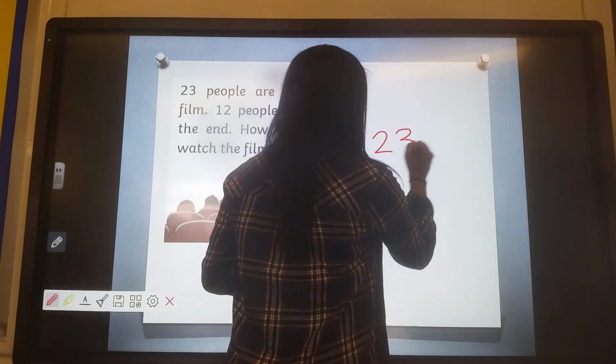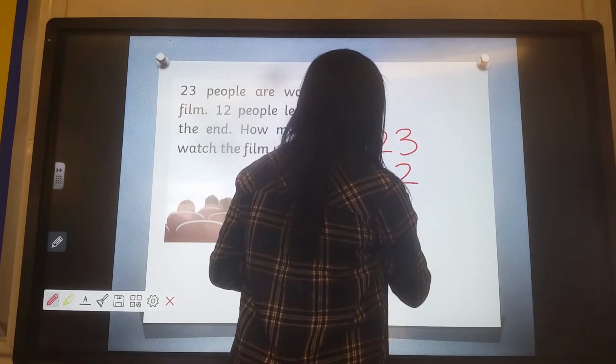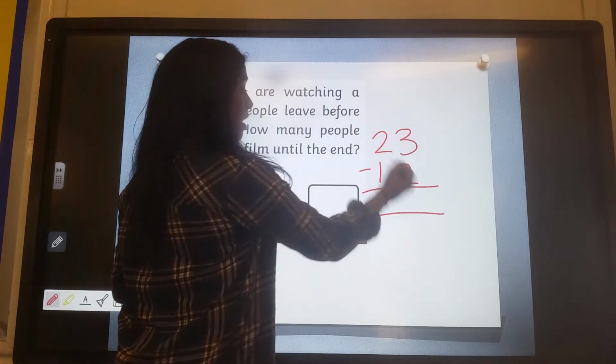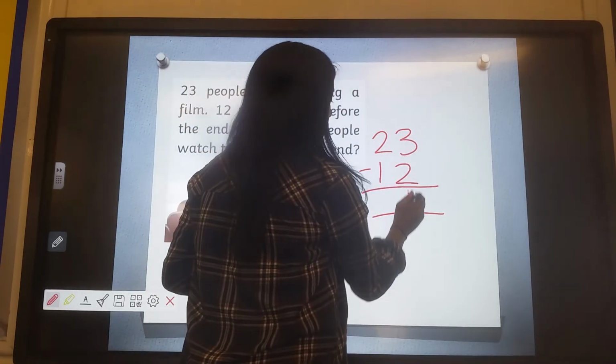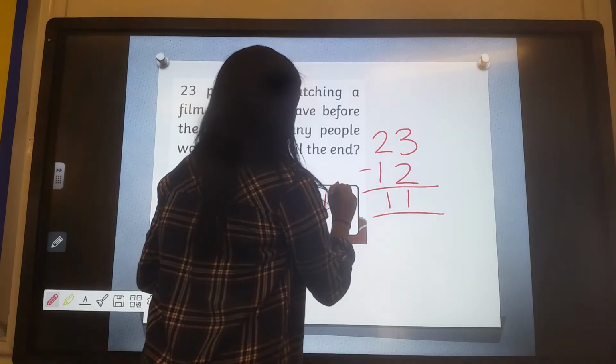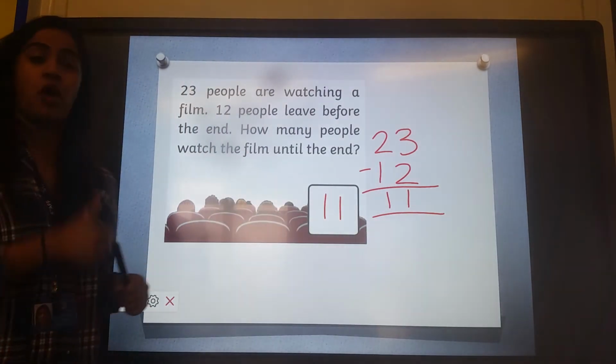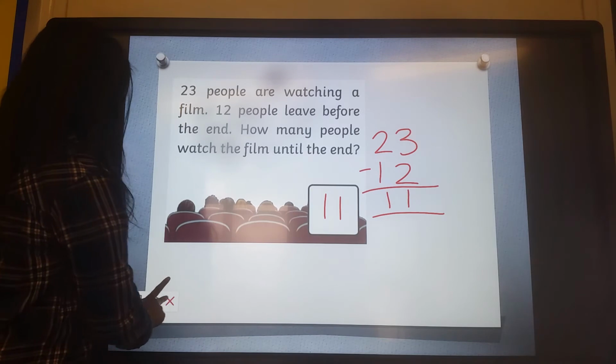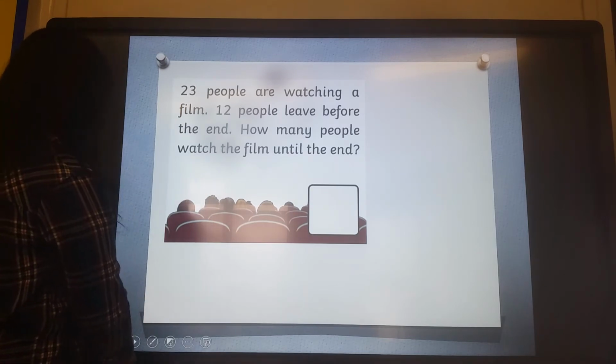So 23 minus 12. Okay? 3 minus 2 is, good, 1. And 2 minus 1 is 1. Excellent. So the answer is 11. Well done if you got that question correct. Next question.